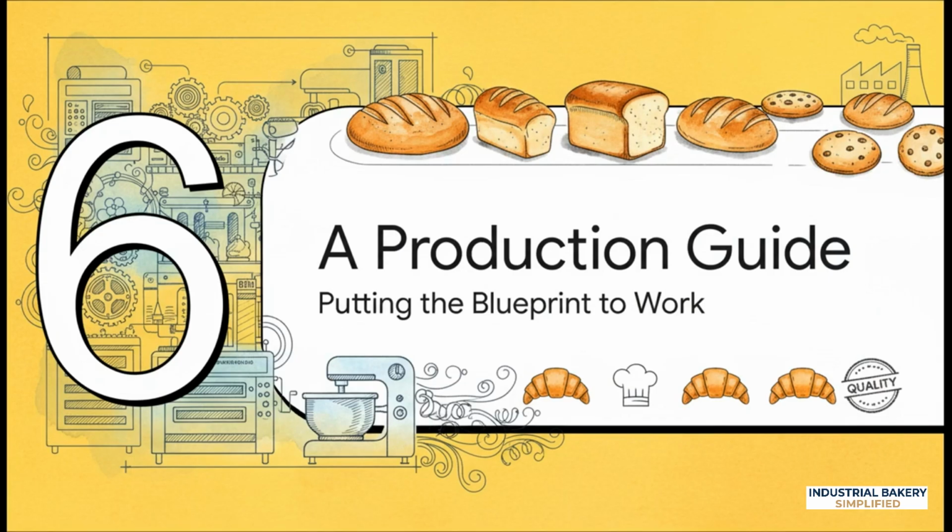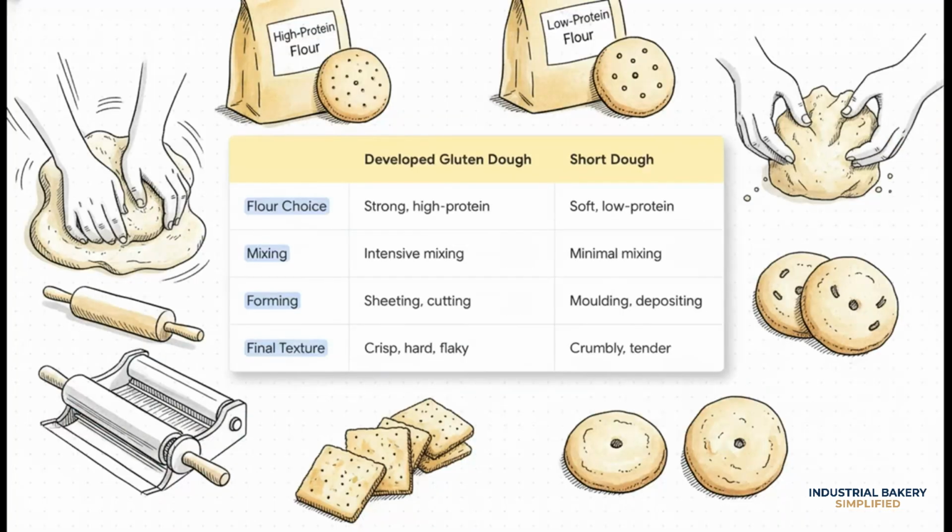Okay, this has all been super interesting, I hope. But why does it actually matter? Well, if you're a commercial food producer, this blueprint isn't just some fun theory. It is the fundamental playbook for making consistent, high-quality products day in and day out. Knowing where your dream product sits on this map basically dictates every single major decision you have to make.